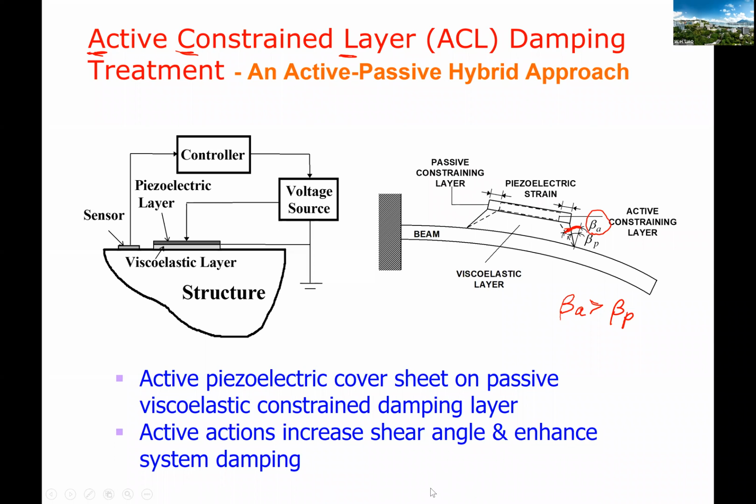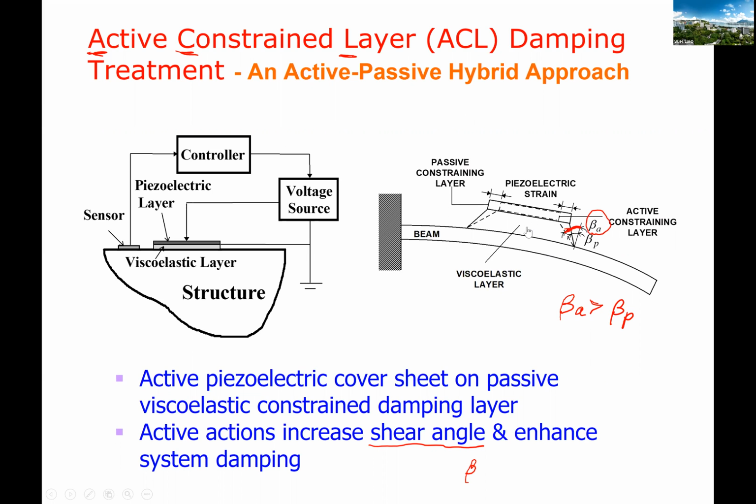Now, if you look at the bottom, the description: the active piezoelectric sheet on the passive viscoelastic layer, this is the configuration. And when we do the control, the active action will increase the shear angle, beta. And therefore, the system damping can be enhanced, because the larger the shear angle when the structure is moving up and down, the more energy will be dissipated. And with the damping effect, the vibration amplitude will be reduced. So that's the idea about this approach.